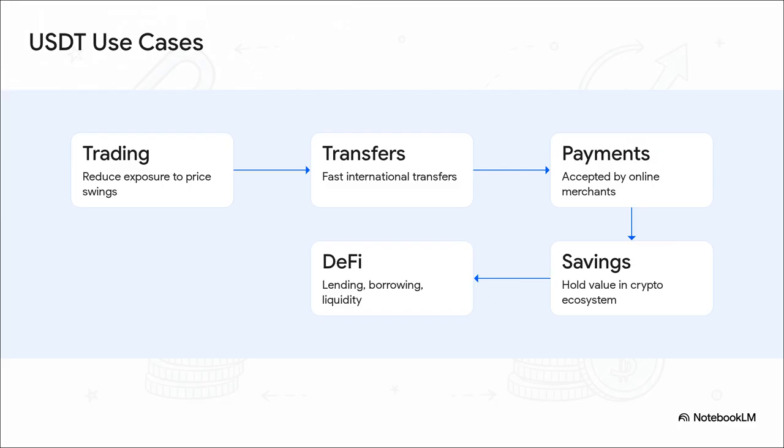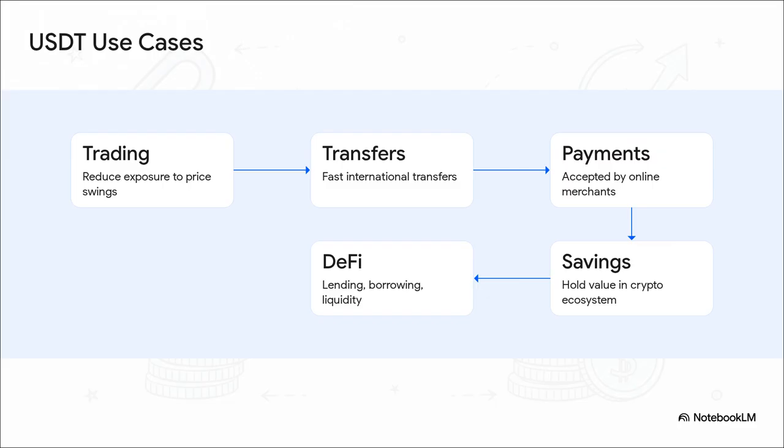Number 2, sending money internationally. It allows for crazy fast transfers across borders. Number 3 is payments. It gives merchants the peace of mind that a transaction won't suddenly lose 10% of its value overnight. Number 4 is savings, specifically within the crypto space, though a quick reality check here, remember this isn't FDIC insured like a traditional bank account.